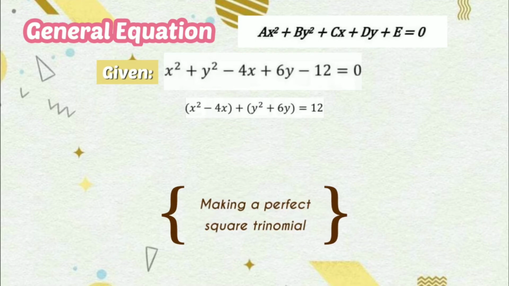Now, we will proceed to making it a perfect square trinomial. Don't forget to also add the numbers that you added on the right side of the equation to maintain the equality. So where did we get the values 4 and 9? Let's start first with the x group. We will divide the coefficient of x, which is 4, by 2 and square it. That's why we have 4. Next, in the y group, we have 6y, then 6 divided by 2 is 3, and then multiply it by itself. 3 times 3 is equal to 9.